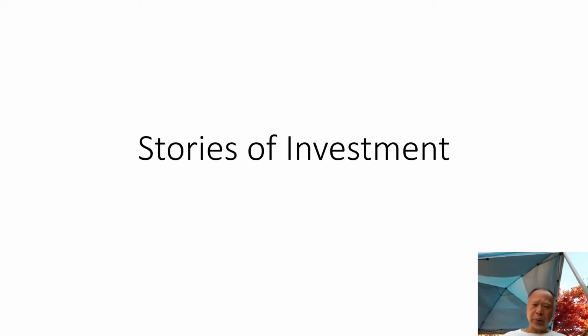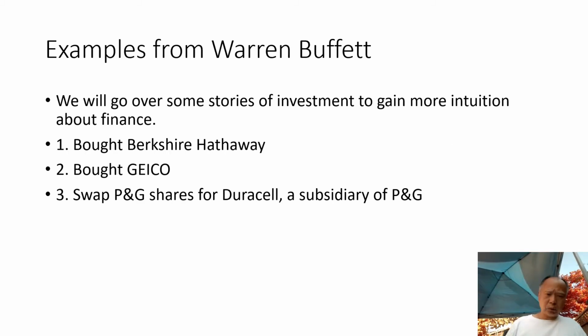We are going to talk about some stories of investment. We are going to talk about some examples from Warren Buffett. The first story is about how he bought Berkshire Hathaway, the main vehicle of his investment. The second story is about how he bought Geico, an insurance company. The third story is about how he swapped P&G shares for Duracell, a battery company.